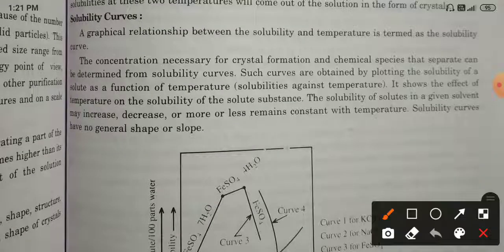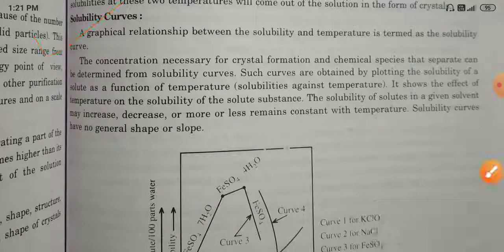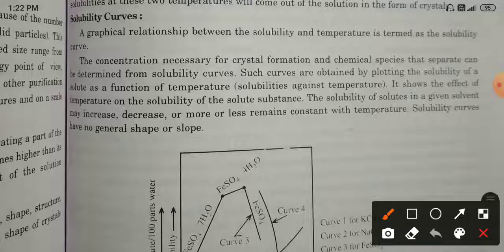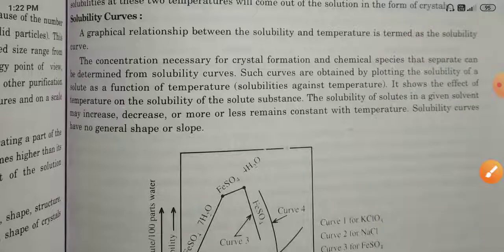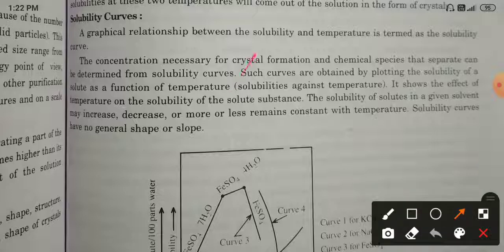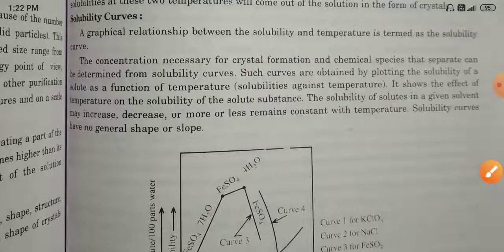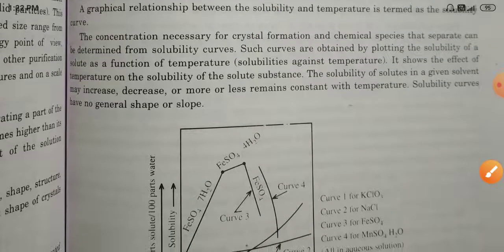So let's start. A graphical relationship between solubility and temperature is termed the solubility curve. Remember these two things in particular: solubility and temperature. The concentration necessary for crystal formation and the chemical species that separate can be determined from the solubility curves.